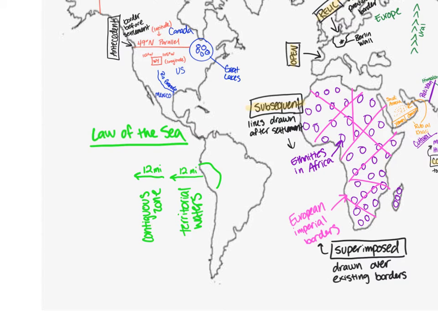Then the last one we have goes all the way out 200 miles, okay? So it's 200 miles total, not 200 plus the 24 here. It's 200 miles total, and this is called the exclusive economic zone, or otherwise known as the EEZ. Okay, so this is in total 200 miles out.